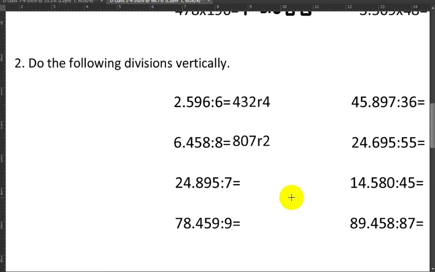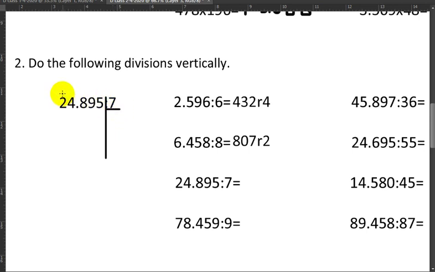Next up, we want to do 24,895 divided by, did I say that correctly? 24,895 divided by 7. That doesn't look nice.